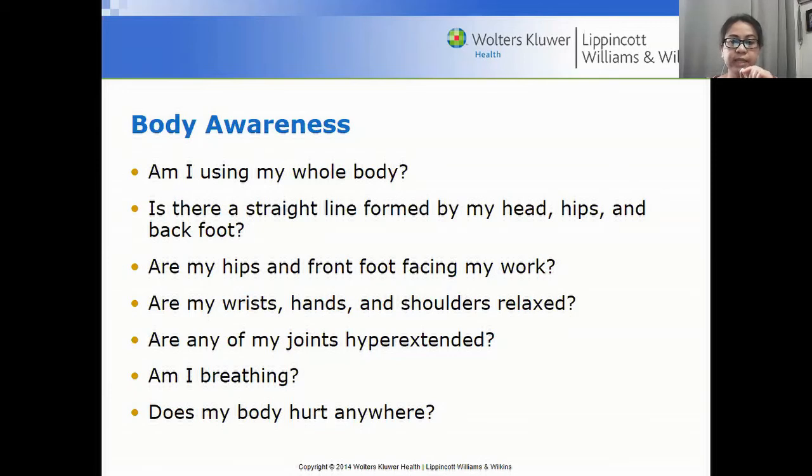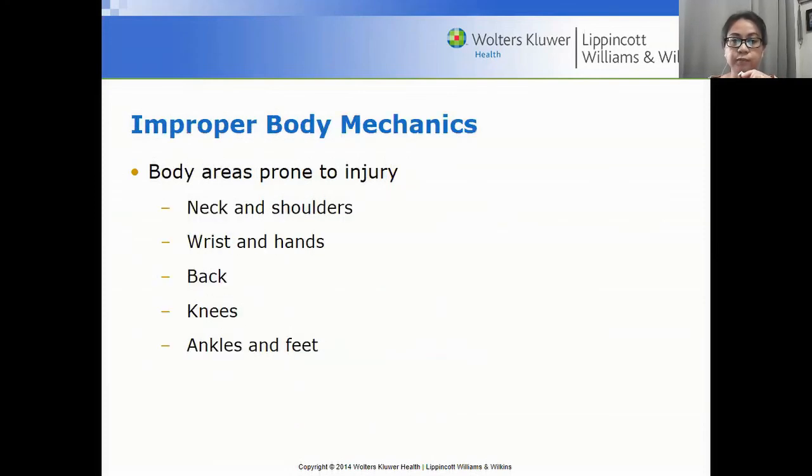So are my wrists and hands, shoulders relaxed whenever I do certain movement? Are my joints hyperextended? Am I breathing the right way? Does my body hurt anywhere? Okay, so this is very important, not only in sports and physical activities, but also for personal awareness, in order for them to prevent some injury, fractures concerning their movement.